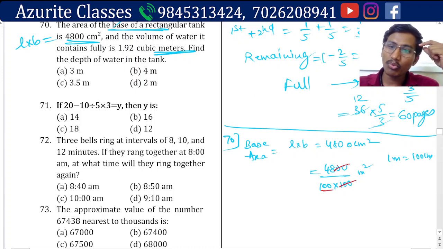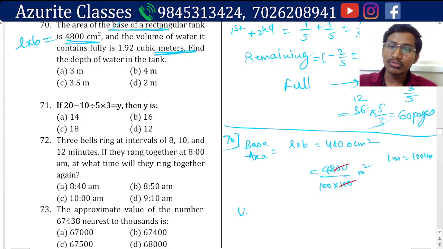For these 2 zeros, the point will come. So 1 time, 2 times. So 0.48 answer will come, right? Or you can keep it as 48 divided by 100 only. Don't divide also, okay? So the area is 48 divided by 100.